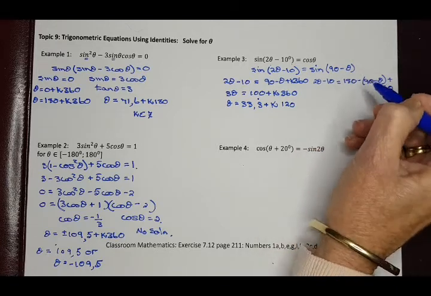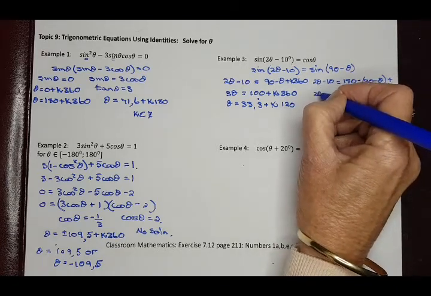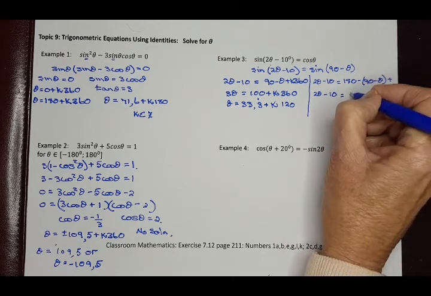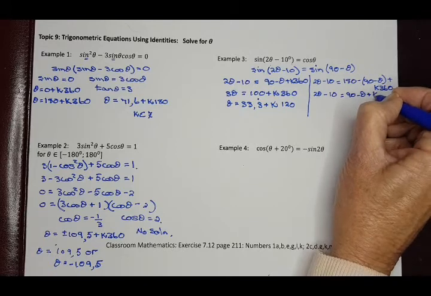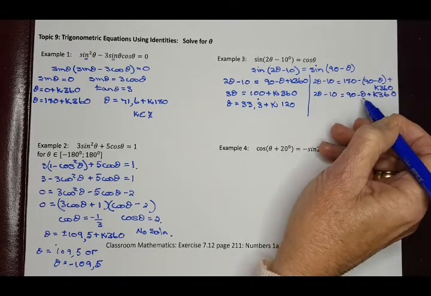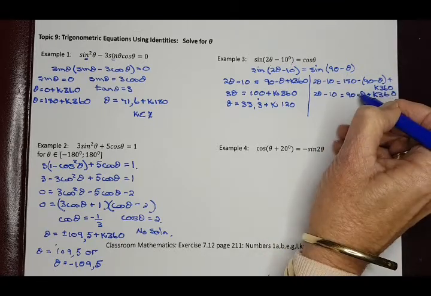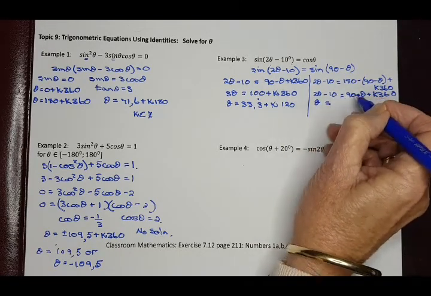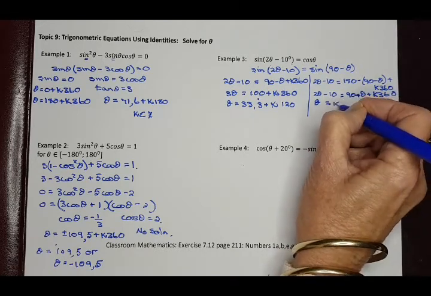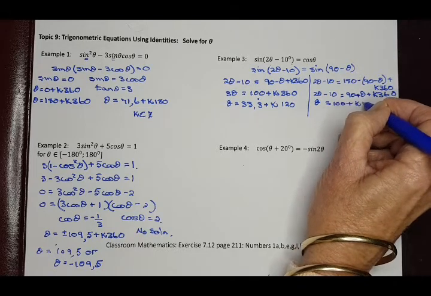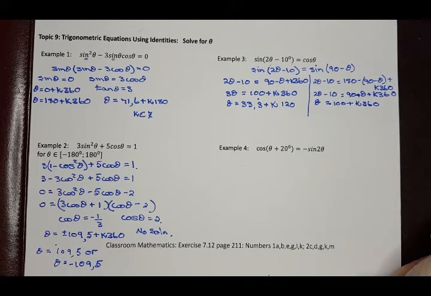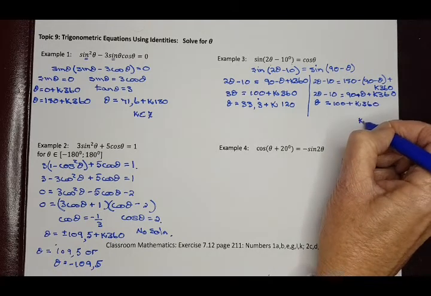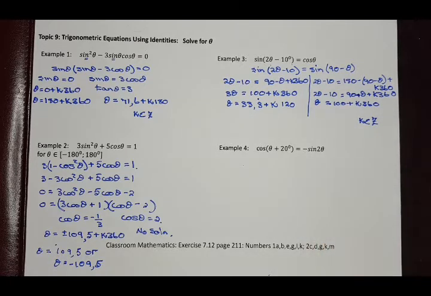On this side over here, this becomes 2 theta minus 10. Let me just do that so it's clearer. 2 theta minus 10. 180 minus 90 is going to be 90 minus theta plus K360. Sorry, minus a minus makes that a plus. My apologies. To take that theta across to this side, I'm going to get that theta is equal to 90 plus 10 plus K360. In this case, I only asked for the general solution, so K is going to be an element again of the set of integers.